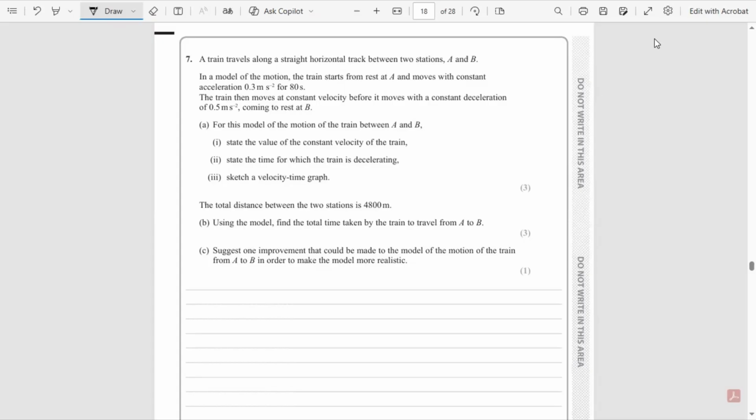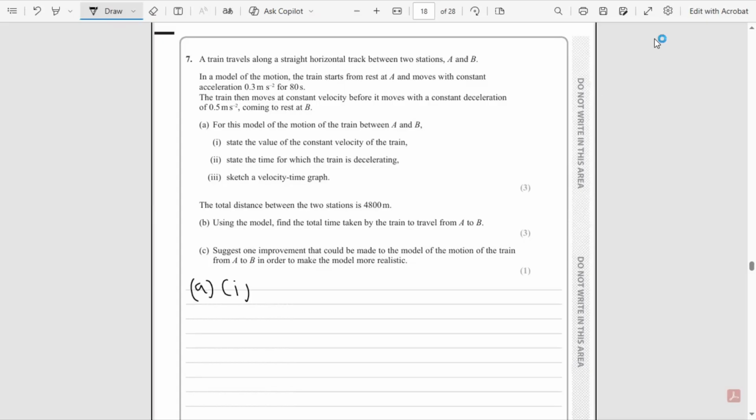Okay, so in this part A, part I, we know the acceleration is constant. If the acceleration is constant, that means you can use SUVAT. Anytime when acceleration is constant, just use SUVAT. So let's write down our letters S, U, V, A, and T.